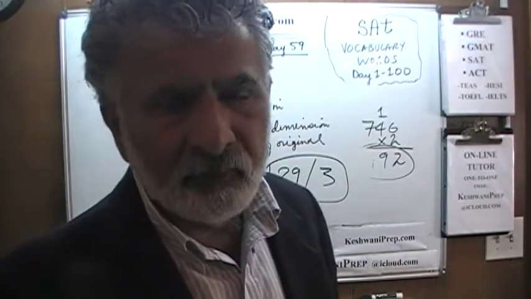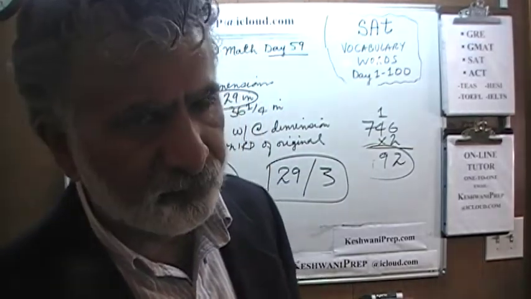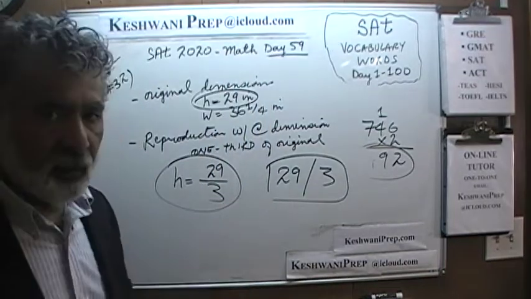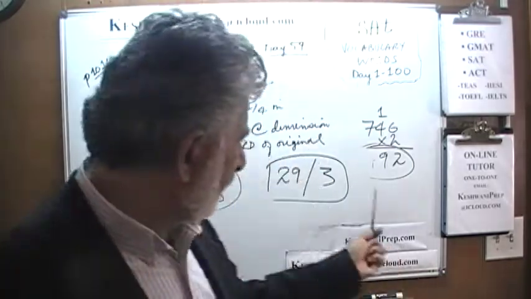No need to make a fuss about converting into decimal. It's not necessary. And no need to try to convert this into mixed number because you can't grid in mixed number. The grid that is presented doesn't allow one to grid in mixed number. So just leave it like that.